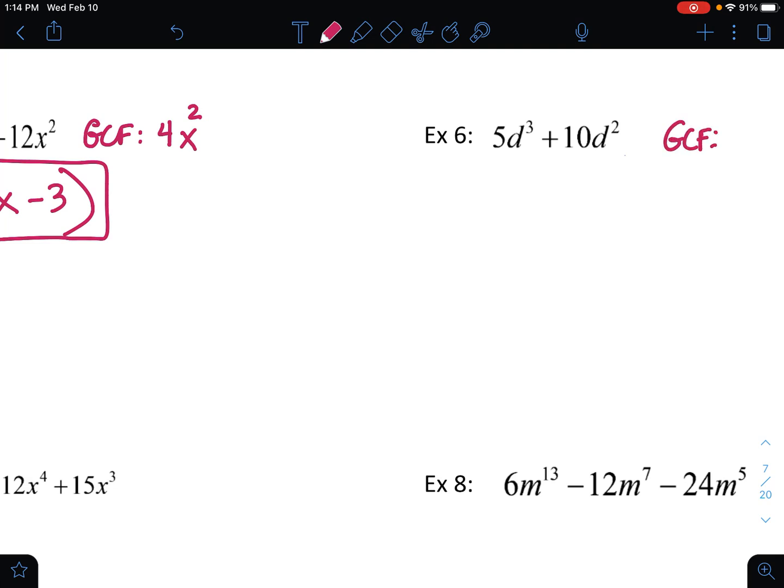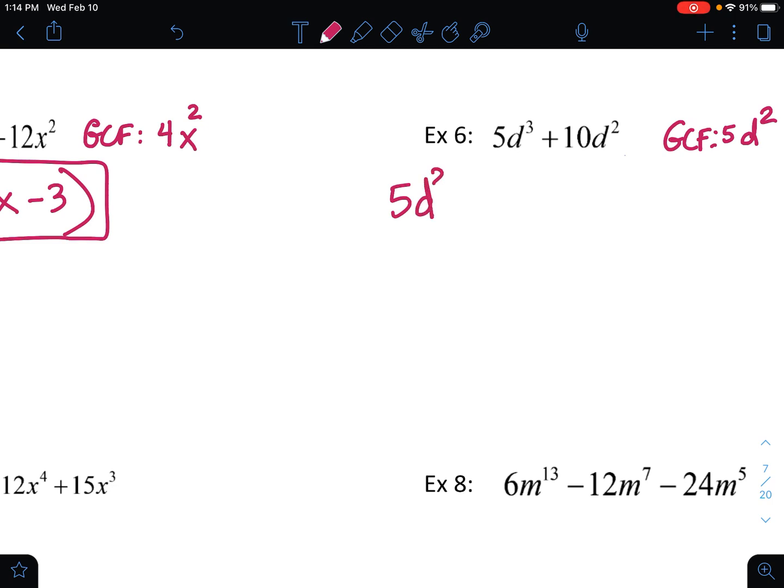Okay, between 5 and 10, I can divide a 5 out of both. Okay, so 5 for sure. And then how many d's? There are 3 here and 2 here. So I'm going to take both of these and 2 of the 3. So 5d squared is going to be our GCF.